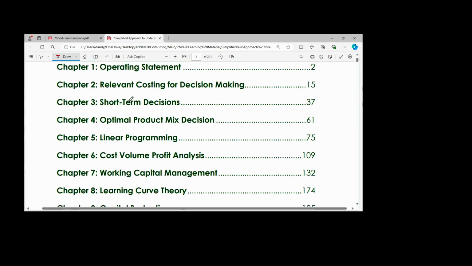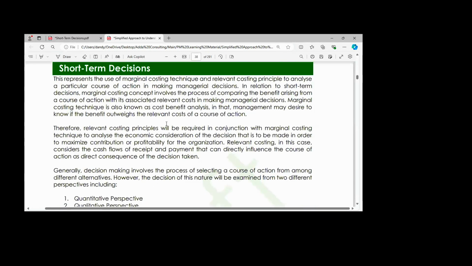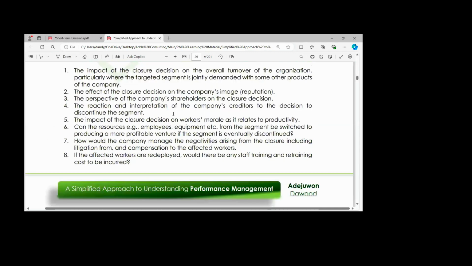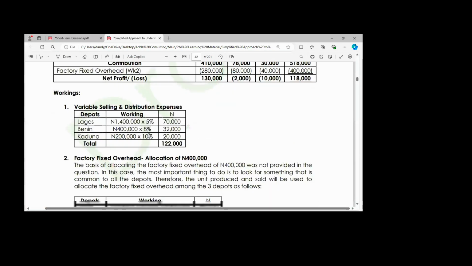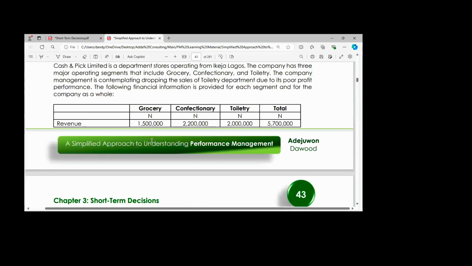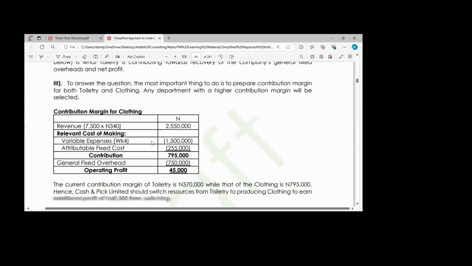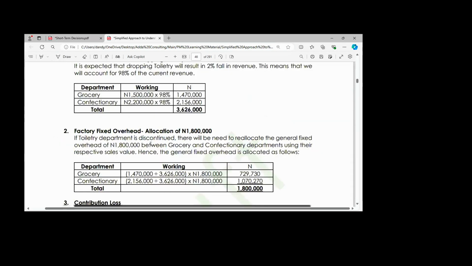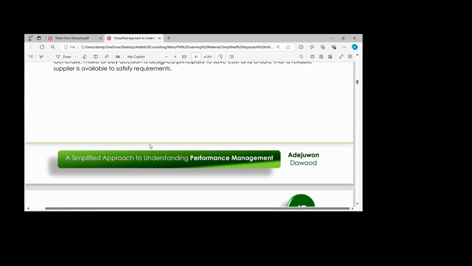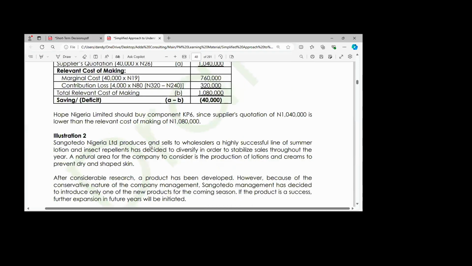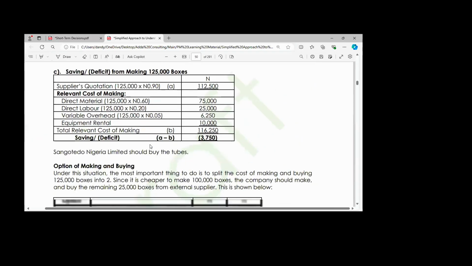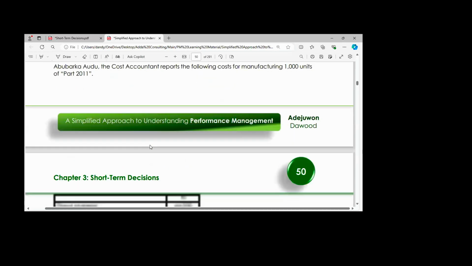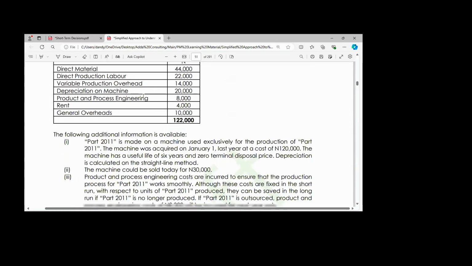Short-term decision. Make or buy. Make or buy. Okay. Yes, this is it.